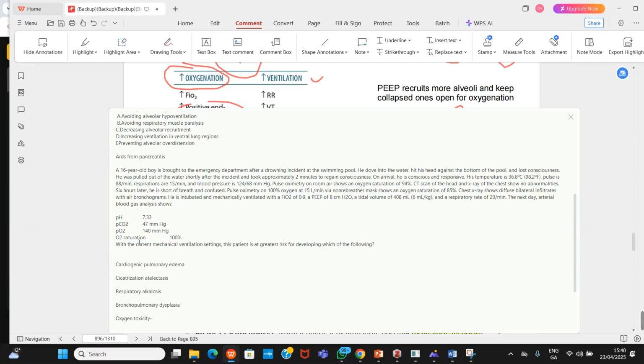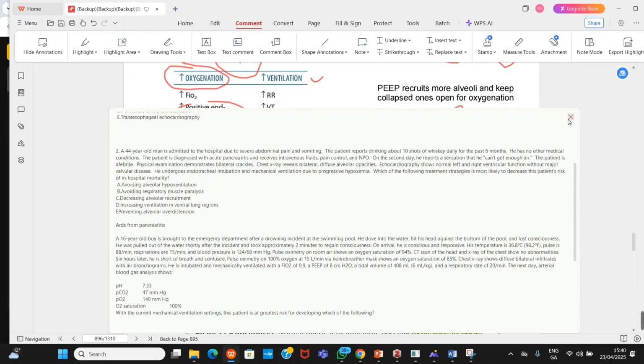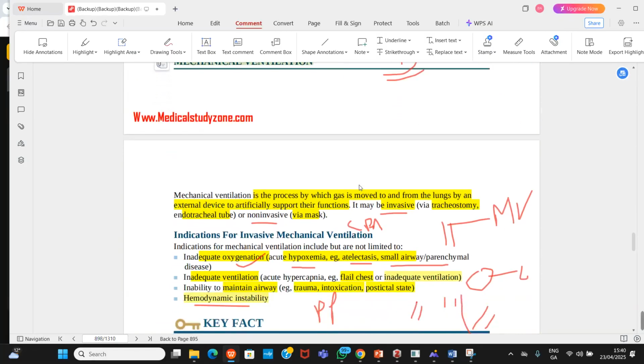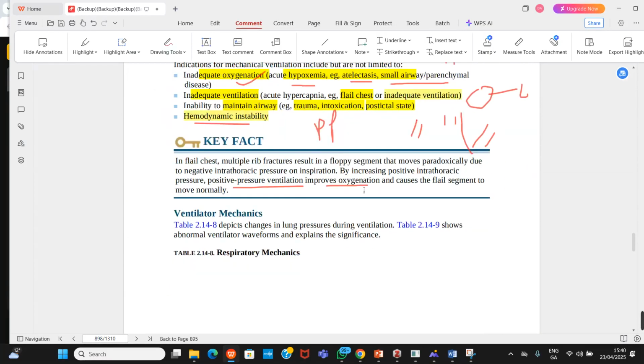Oxygen toxicity. Why? The FiO2 is more than 60%. They've increased it. FiO2 is now more than 60%, and this guy is now having a PO2 of 140. So this guy is at risk of oxygen toxicity from free radicals. That's very good. Good attempt.